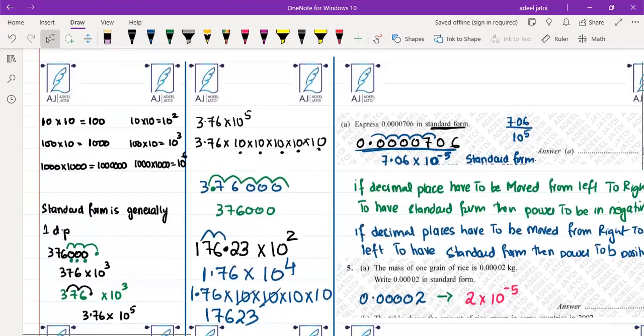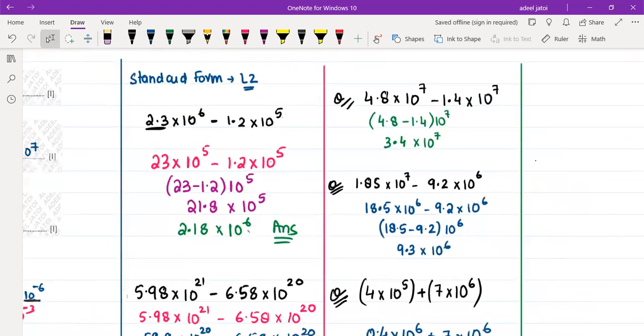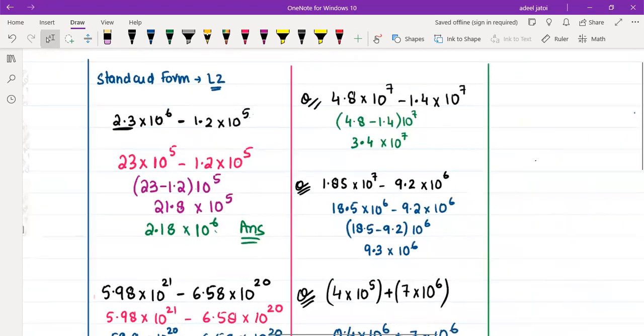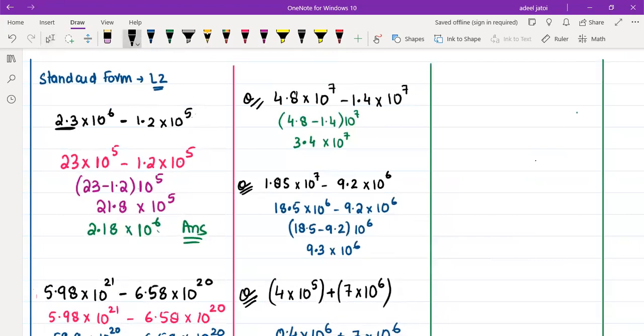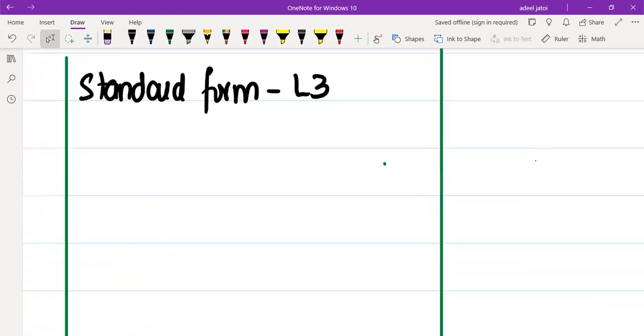We already did normal standard forms. From level 1 we moved to level 2 with additions and subtractions. Now we'll be moving from level 2 to level 3. In level 3, we will have questions in the shape of multiplication and division when the normal values are being multiplied.